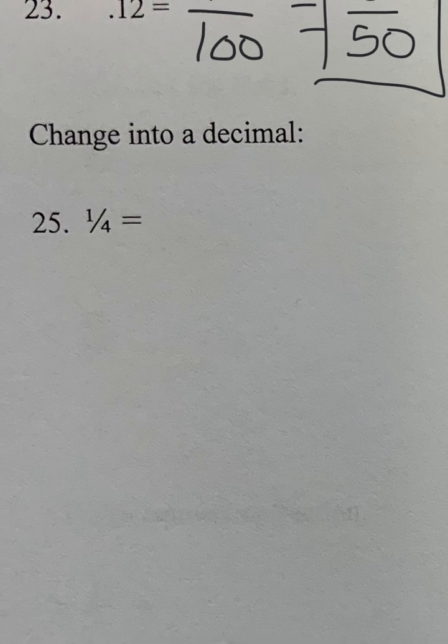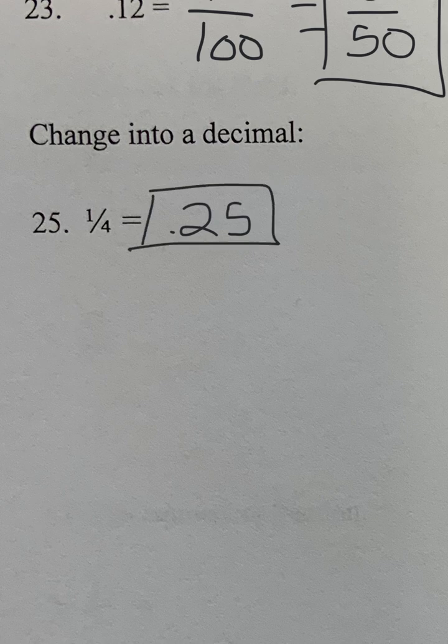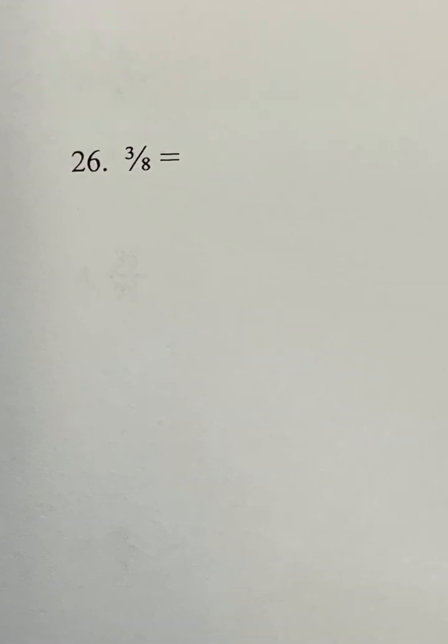The last two questions, I'm changing the fraction into a decimal. For number 25, it makes sense to me to think of a quarter and 4 being the dollar. So I know that 4 quarters make $1. So this one would be 0.25 because I have 1 quarter, 25 cents. My decimal is 0.25.